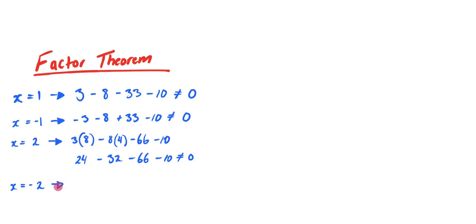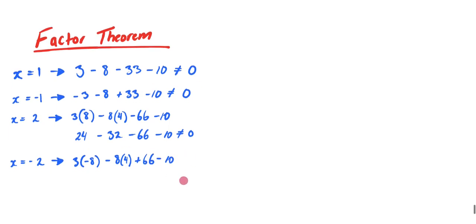If I sub that in, what am I going to get? I'm going to get 3. Now if I cube negative 2, I'm going to get negative 8. Then over here, I'm still going to get 4 there. Here, I'm going to get plus 66. Then I'm going to get negative 10. Now, what is this going to be? Let me now do another line.